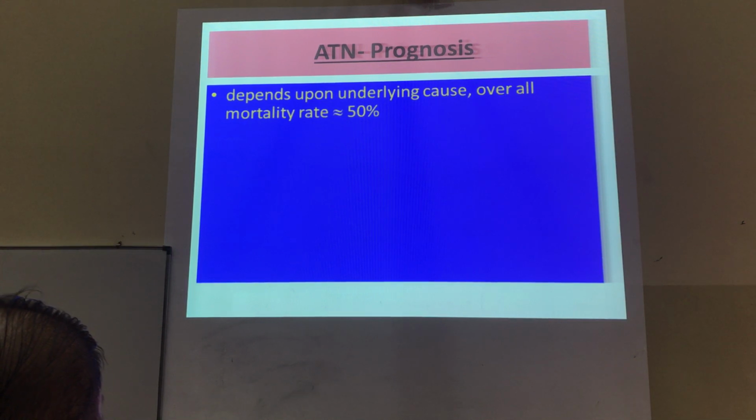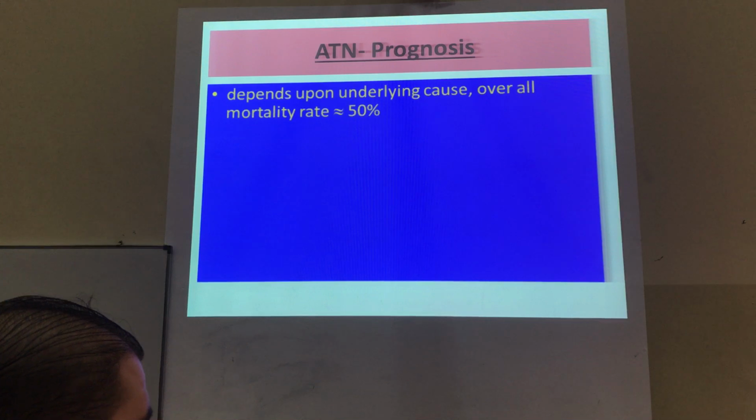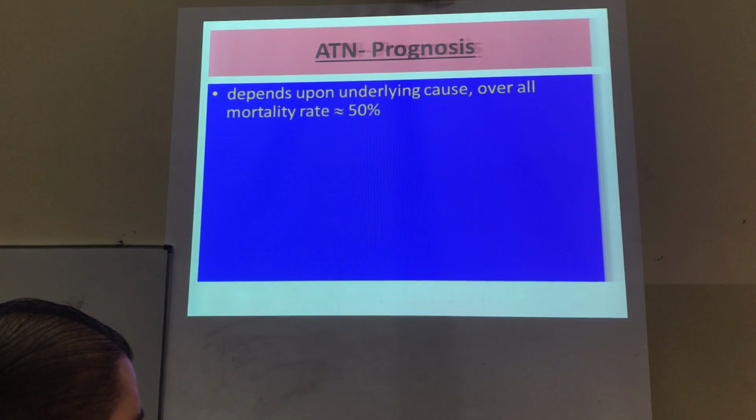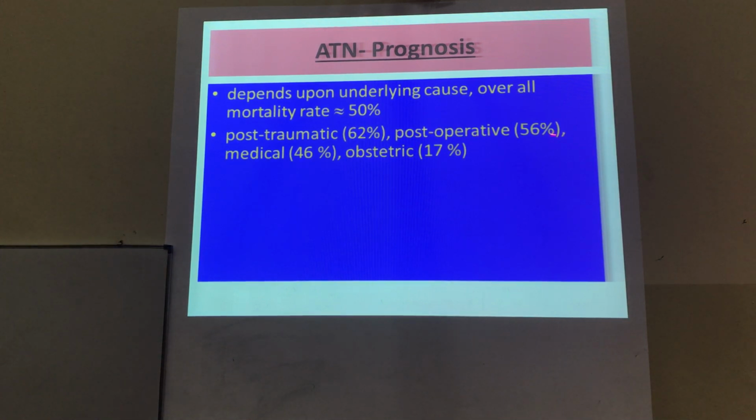So the prognosis depends on the underlying cause. Overall mortality is 50%. So 50% of the causes of acute renal failure are ATN, and with ATN, 50% of the people die. So it is such a damaging thing, such a worse thing which can happen. Post-traumatic, post-operative, medical causes, and obstructive causes can lead to acute tubular necrosis. After trauma, leading to hypovolemia and then acute tubular necrosis, the mortality is 62%, and post-operative ATN is 56%, and other causes are there.